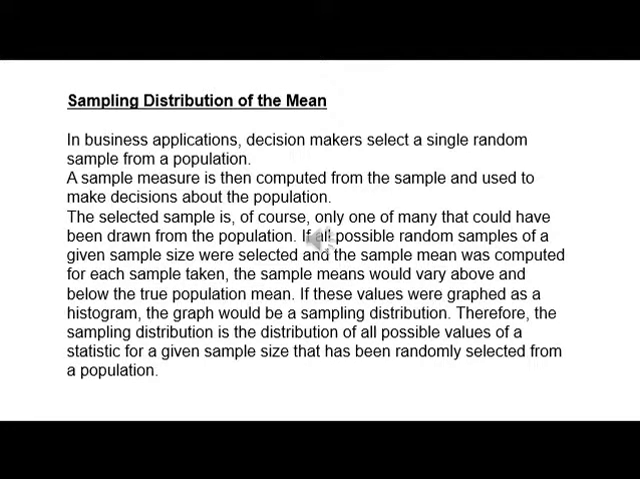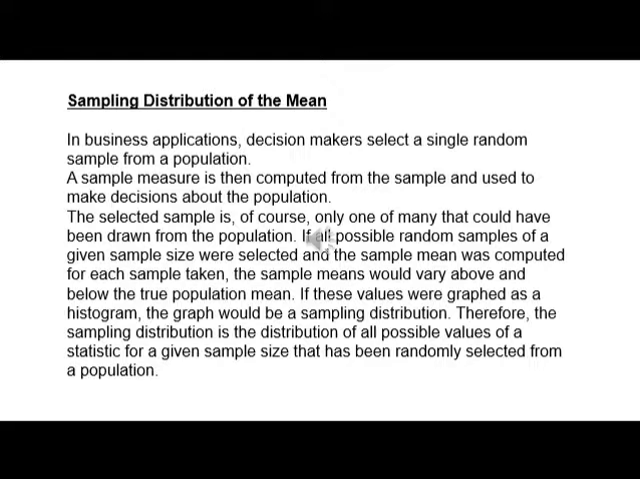Sampling distribution of the mean. In business applications, decision makers select a single random sample from a population. A sample measure is then computed from the sample and used to make decisions about the population. The selected sample is, of course, only one of many that could have been drawn from the population.